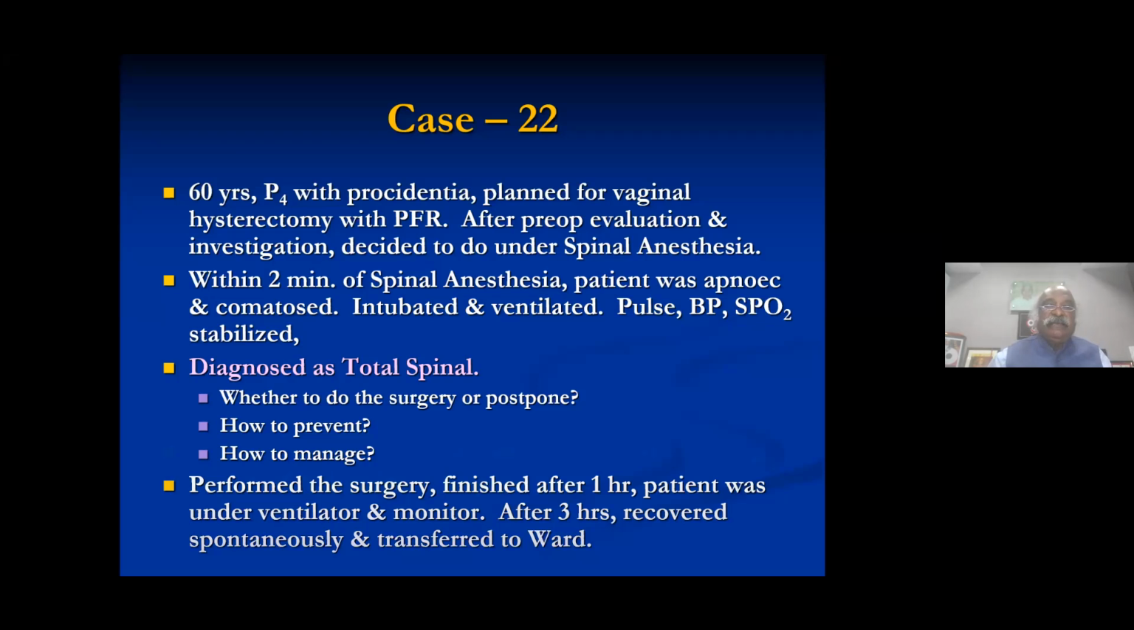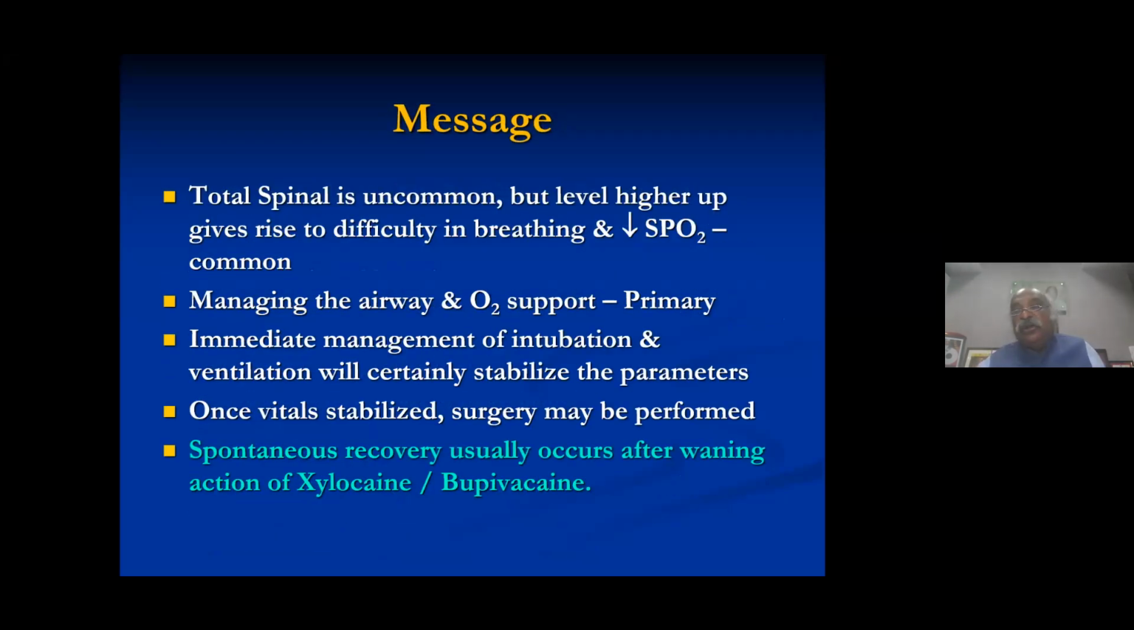So this is one case. Total spinal is not uncommon, and this is again an example of distributive shock, where a higher level gives rise to difficulty in breathing and diminished SpO2. Managing the airway and oxygen support is the primary thing. Immediate intubation and ventilation will stabilize the parameters. Once vitals are stabilized, surgery may be performed, and spontaneous recovery usually occurs after waning action of the anesthetic agents like xylocaine or bupivacaine.